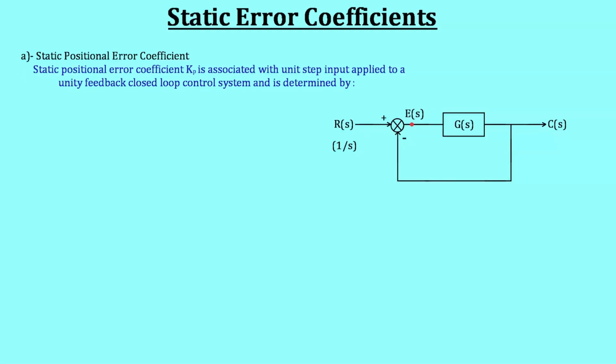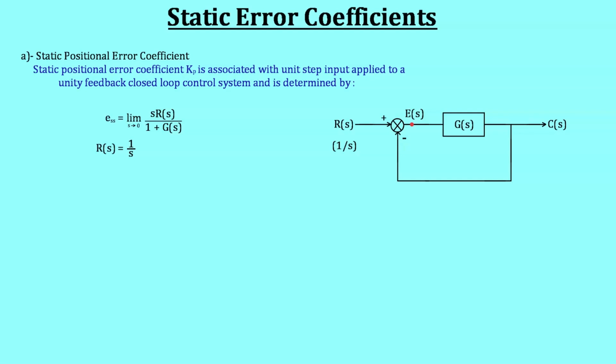The first one is static positional error coefficient, which is associated with unit step input applied to a unity feedback closed loop control system and can be determined easily by the following procedure. We already know the formula for steady state error in terms of feed forward function, which is equal to limiting value when s tends to 0 of the expression s multiplied by Laplace transform of input variable R divided by 1 plus Laplace transform of feed forward function.